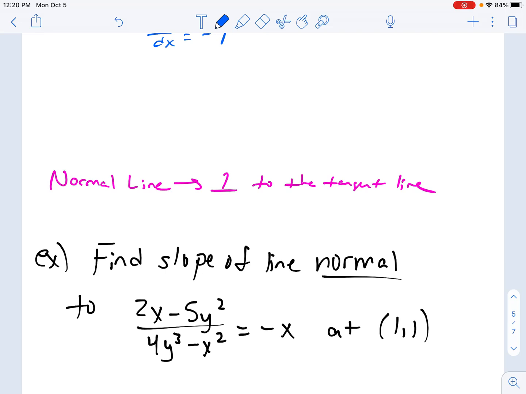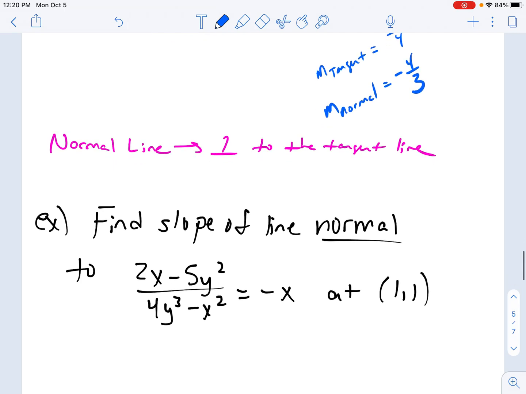Okay, sometimes you'll be asked about finding the slope of the line normal to a curve. Normal is perpendicular to a tangent line, right? So the slopes are negative reciprocals of one another. So if I said the slope of some tangent was 3 over 4, then the slope of the normal, which is perpendicular, would be negative 4/3.